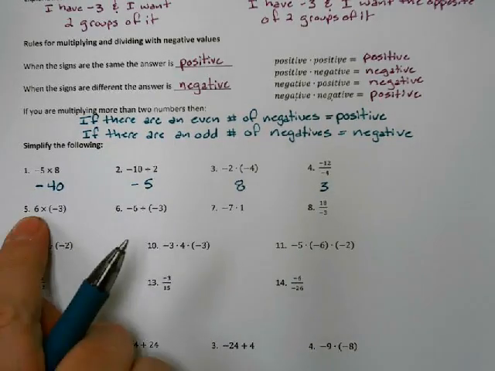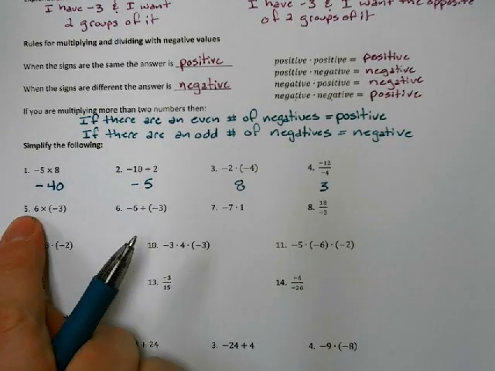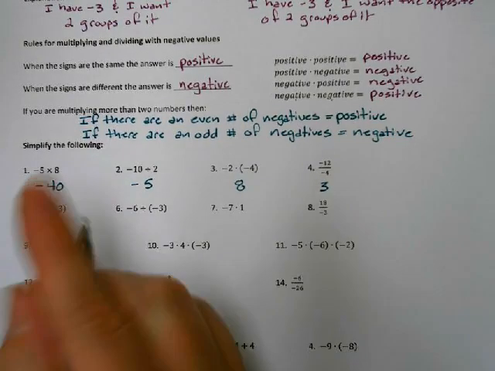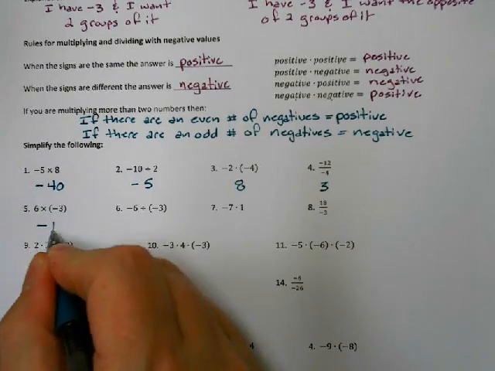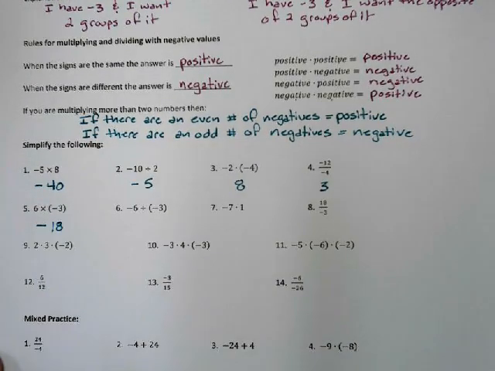6 times -3. There are different signs, so it's negative. 6 times 3 is 18. So decide what your sign is going to be first. Decide if it's a positive sign or a negative sign, then just multiply or divide the numbers.